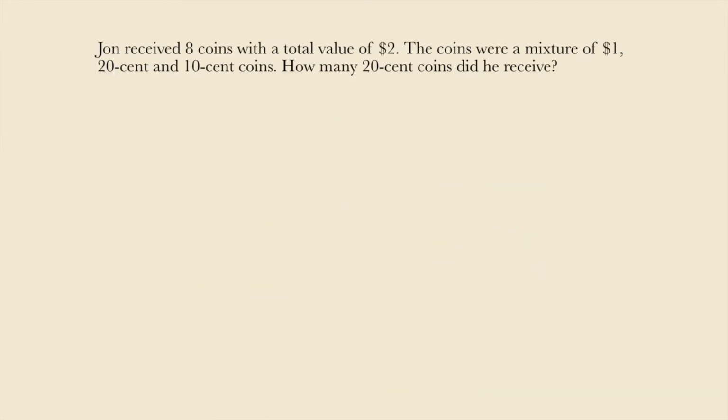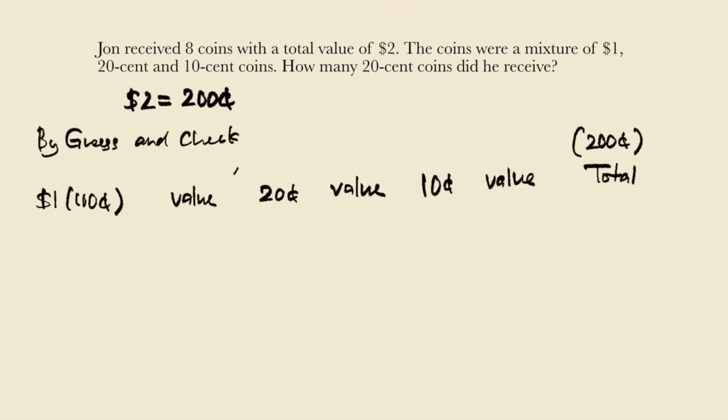John received 8 coins with a total value of $2. The coins are a mixture of $1, 20 cent, and 10 cent coins. Be careful, we want to use the same unit. So convert everything to dollars or cents. Okay, what I do is to convert the dollars to cents. So instead of $2, I'm going to use 200 cents.